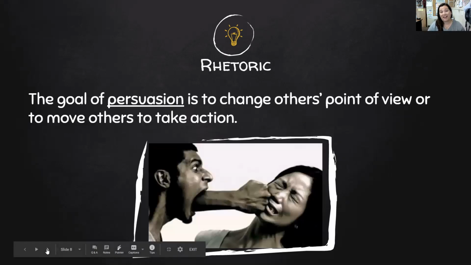Oh, I particularly liked this photo, this picture. The goal of persuasion is to change others' point of view or to move others to take action. So your words would hopefully be more gentle in persuasion than this particular person's. But sometimes rhetoric can be very forceful. And so this could be an image of rhetoric.